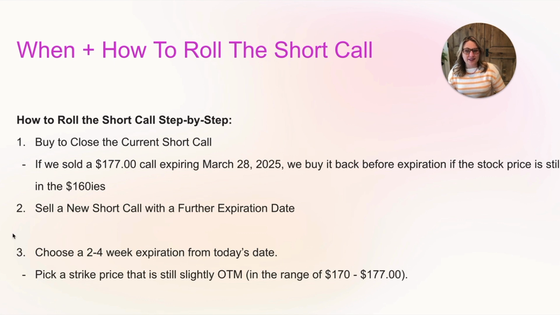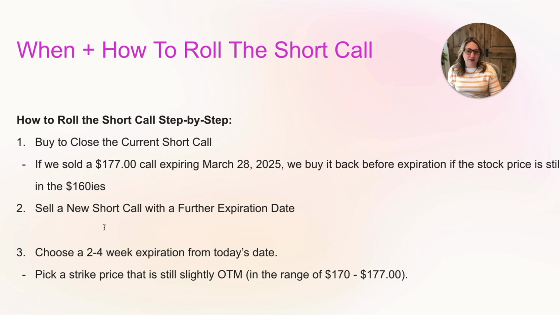The first thing is that you have to buy to close the current short call. So if we sold the 177 strike price call expiring on March 28th, 2025, we buy it back before expiration if the stock price is still in the 160s, like in this example. It wouldn't cost very much to buy this back, especially if we're close to the expiration date, because the stock is still pretty low compared to the strike price that we sold. And then we just sell a new short call with a further expiration date. It's as simple as that.